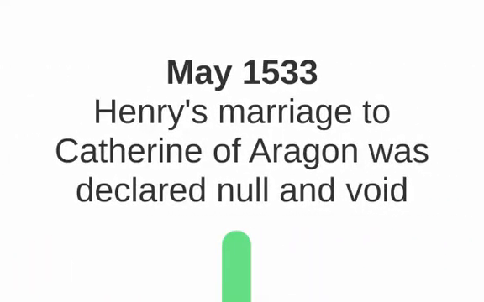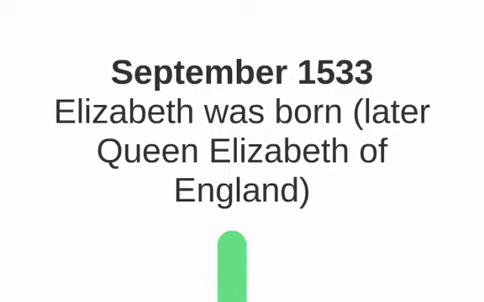and it was in May of 1533 that the marriage between Henry and Catherine of Aragon was finally declared null and void, which means it was declared no longer legal. They were no longer together. In September of 1533, the child that Anne Boleyn was carrying was born, and that was Elizabeth, later to become Queen Elizabeth of England.